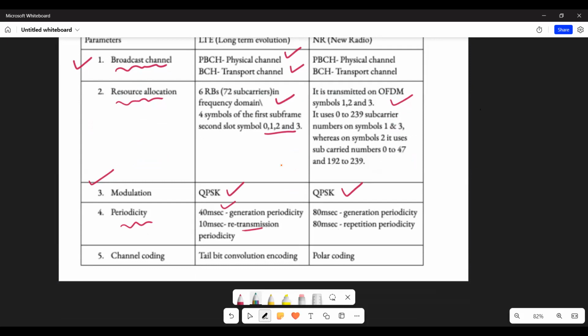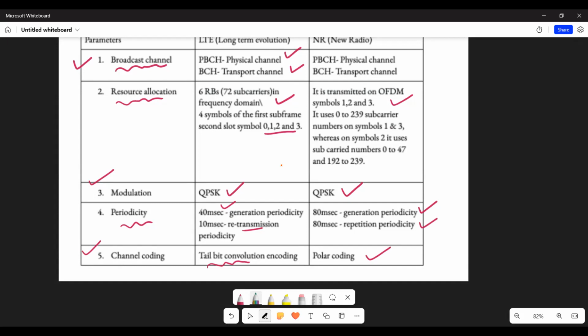But in 5G, we have 80 millisecond of generation periodicity and 80 millisecond of repetition periodicity. If we talk about the channel coding here, in LTE we used tail-biting convolutional encoding, and in 5G we are using polar coding.